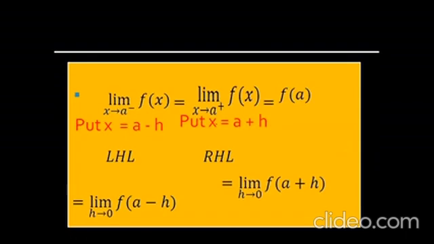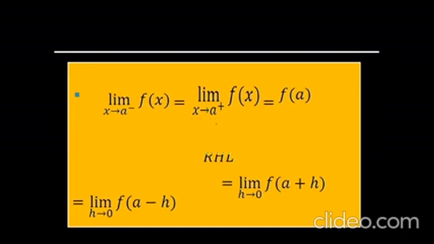So the left hand limit is equal to the right hand limit and it is equal to f(a). So we can say the function is continuous at the point A because limit h tends to 0 of f(a minus h) is equal to limit h tends to 0 of f(a plus h), which is also equal to f(a). That's why the function is continuous at the point A. Now we should understand the concept of x tends to a minus.